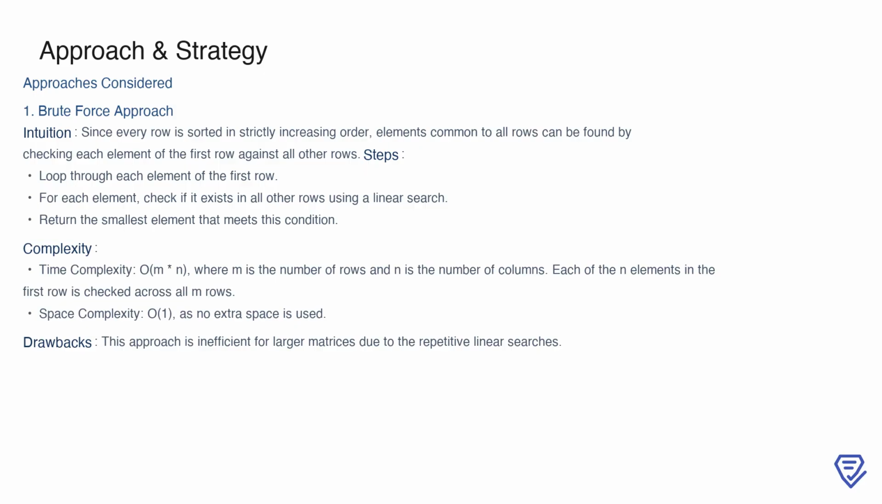However, this approach comes with significant drawbacks. The time complexity is O(m*n^2), where we perform a linear check for each element in the first row across all rows. While this may work for smaller matrices, it becomes inefficient for larger ones due to the repetitive nature of the linear searches. Additionally, the space complexity is O(1), which is a positive aspect, but the time inefficiency makes this approach impractical for larger datasets.